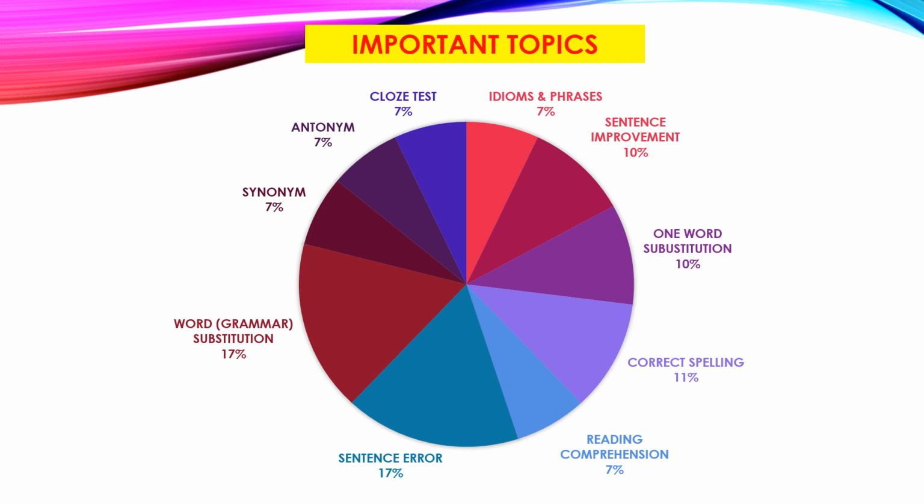Now, how can one prepare for these 10 important topics? If you are sound grammatically, then these 44%, that is 17% from word substitution, 17% from sentence error, and 10% from sentence improvement can be attempted easily. And if your vocabulary part is strong, then 42%, that is 7% from synonyms, 7% from antonyms, 7% from cloze test, 11% from correct spelling, and 10% from one word substitution can be easily attempted. So basically what you have to do is be sound in 2 fields. First, you should be grammatically sound and your vocabulary should be quite strong.